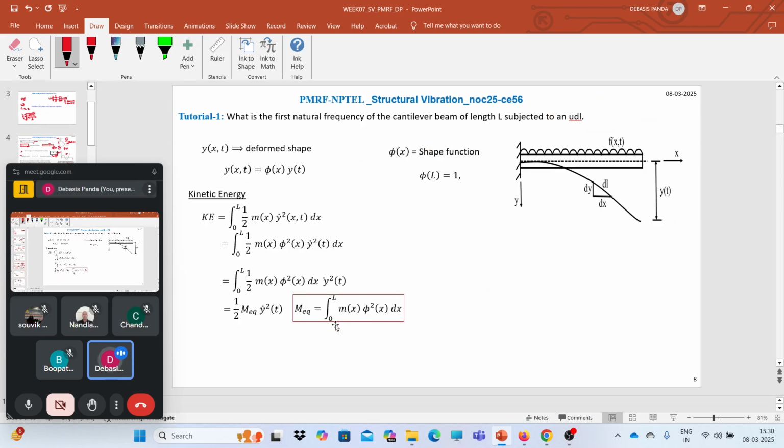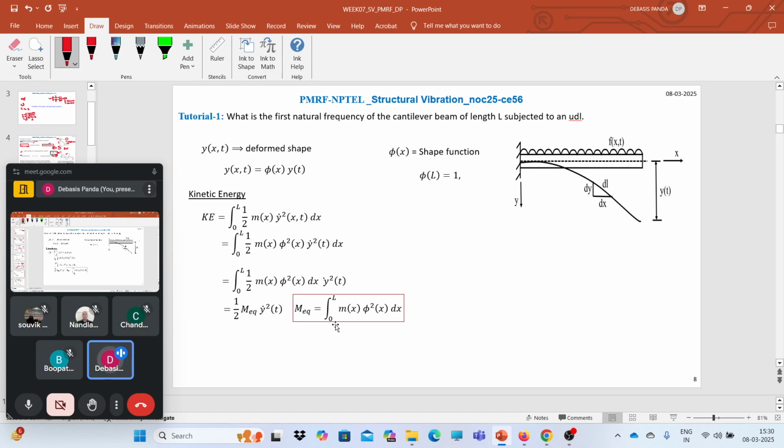Now that equivalent term we will quantify in a different manner with respect to the shape function, because ultimately when we deal with a multi-degree of freedom system, we will have different kinds of shapes or shape functions with respect to different natural frequencies, which we call mode shapes and all these things. So we will see later.